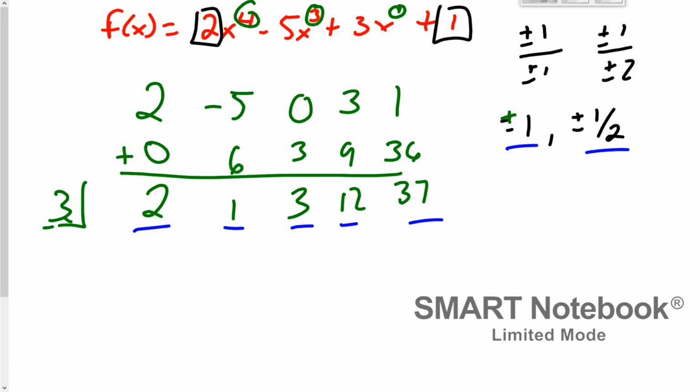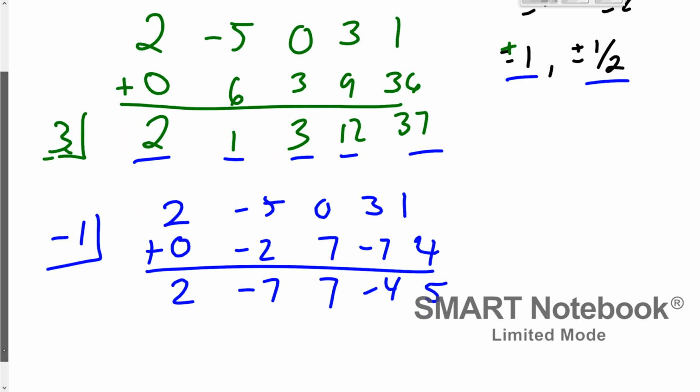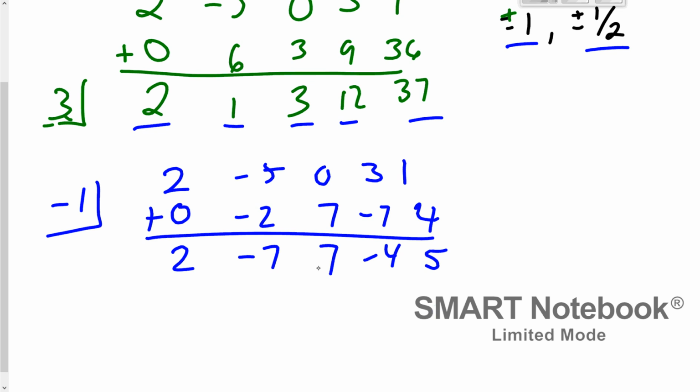And then how about plugging in -1? So let's plug in -1. So 2, -5, 0, 3, 1, we get 2. 2 times negative 1 is negative 2. So negative 7, that's positive 7, negative 7, negative 4, positive 4, and 1 plus 4 is 5. So notice that these alternate. So these alternate, positive, negative, positive, negative, positive.